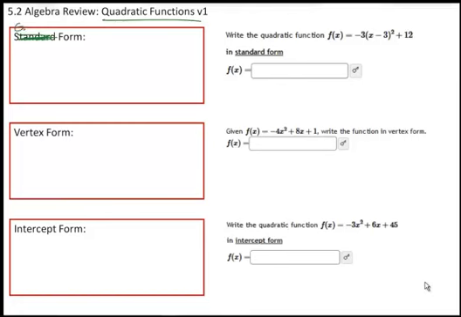And I'm going to change this word here to general. Okay, so the first, there's general form, vertex form, and intercept form. 3 different ways to express quadratic functions. Now, quadratic functions means that the power of x is a 2. So the general form looks like this.